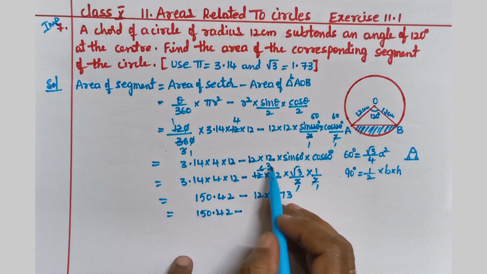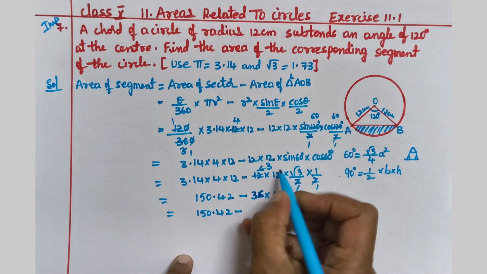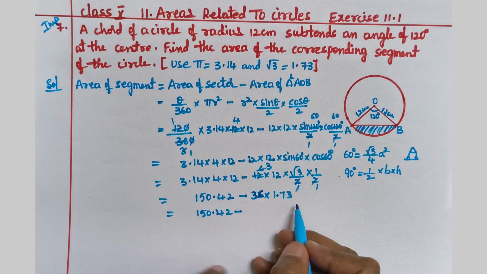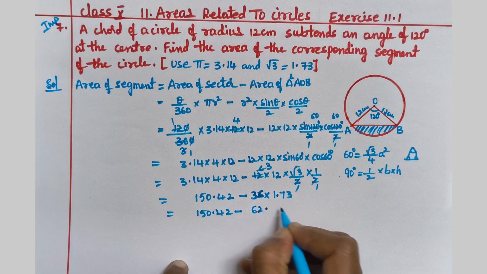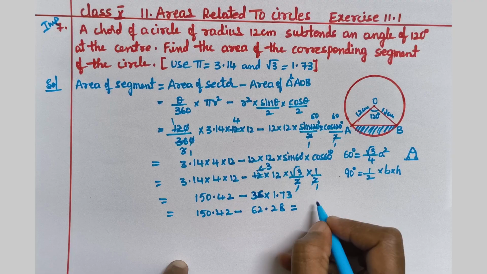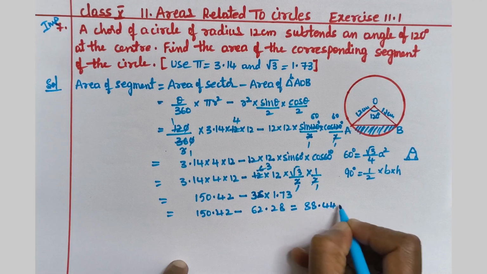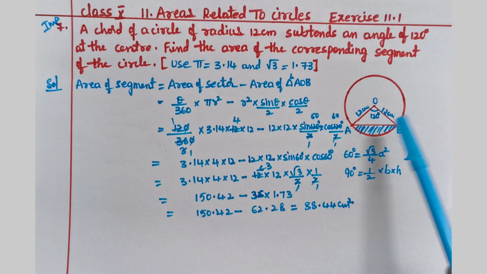Here 12 threes are 36. See here, 3 into 12, 12 threes are 36. 36 into 1.73 means you will get 62.28. So subtracting these two, we get 88.44 centimeter square.